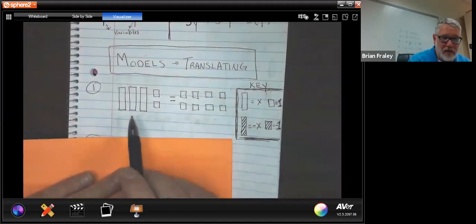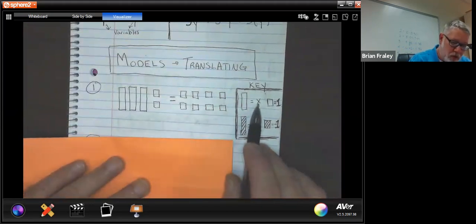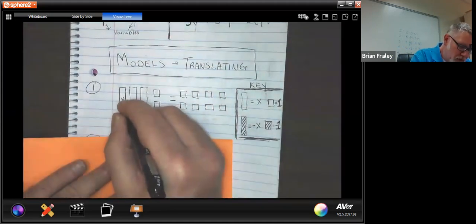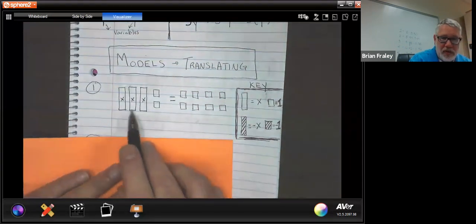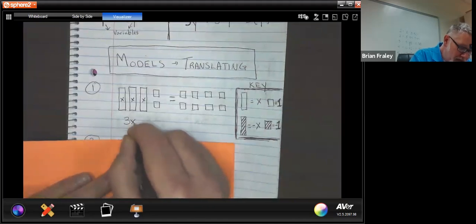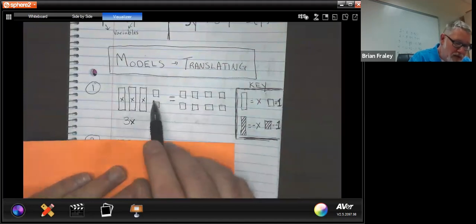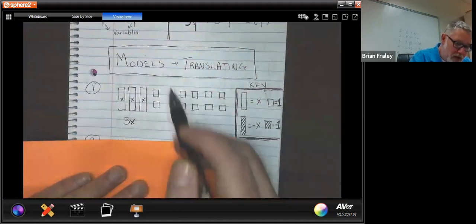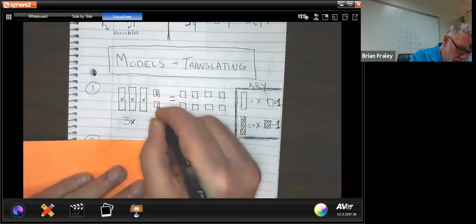The first thing I'm going to ask you is to start from the left-hand side, okay? Starting from the left-hand side, I see 1, 2, 3 rectangles, and each rectangle represents x. How many x's do we see? Well, we see 3 x's. So we're going to say we have 3 x's. That also means 3 times x, all right? Now, what else do we have? Well, each open square is a positive 1, okay?